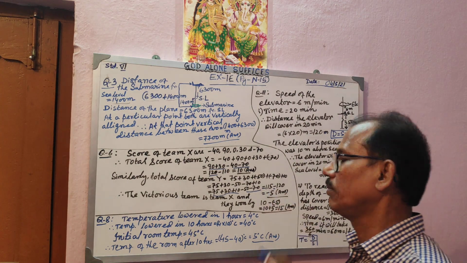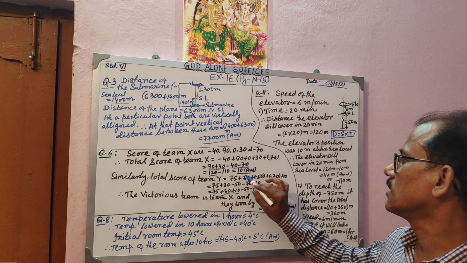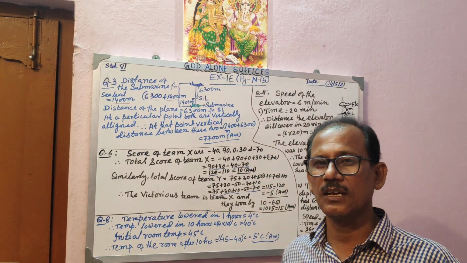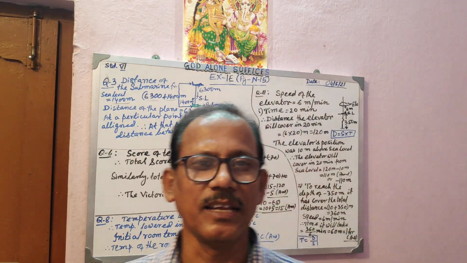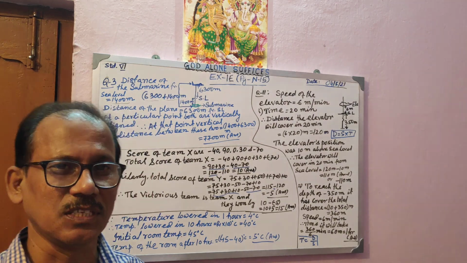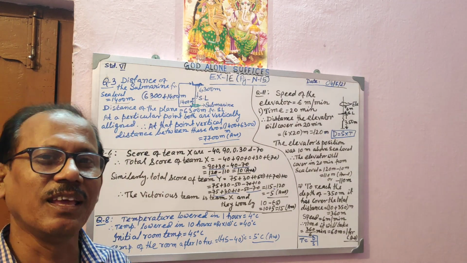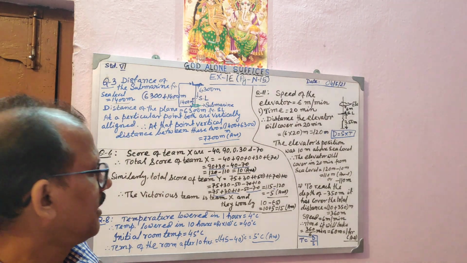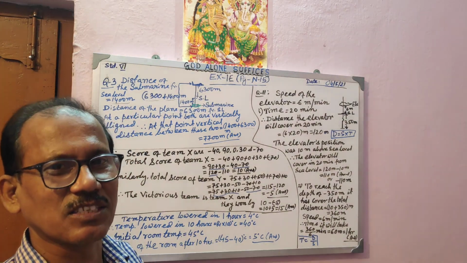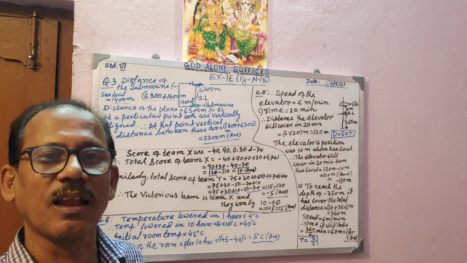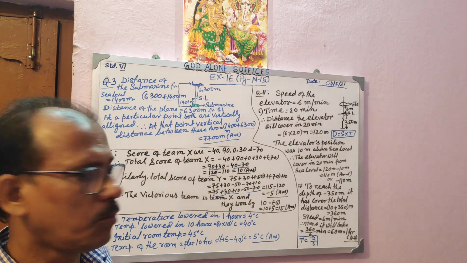So Y team score will be minus 5. So the first answer is X team score will be plus 10 and Y team score will be minus 5. So which team scored more? This is a very simple question for class 7 standard. Naturally X team scores more, but by how many points?